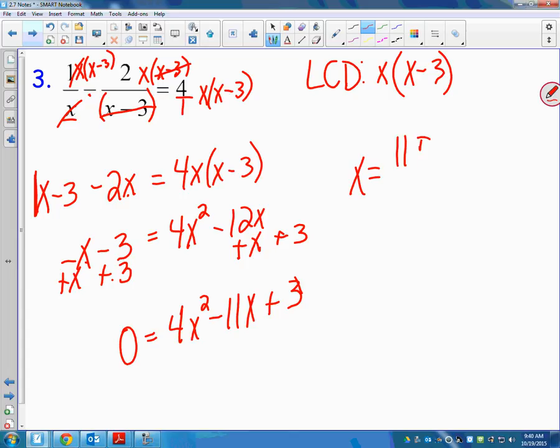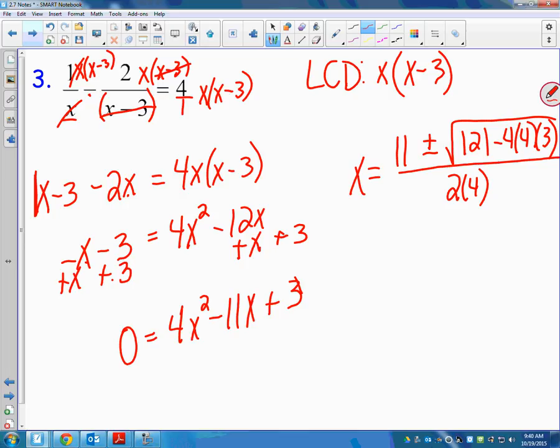11 plus or minus the square root of 11 squared, which I believe is 121, minus 4 times 4 times 3, all over 2 times 4. What's great about having to do the quadratic formula is we don't really have to worry about extraneous solutions here because it's not going to be pretty, so that's not going to make our denominator equal to 0 here. I got the square root of 73 here. Did you get that?